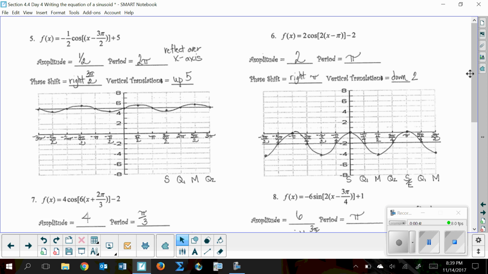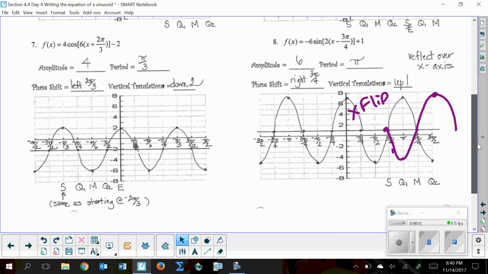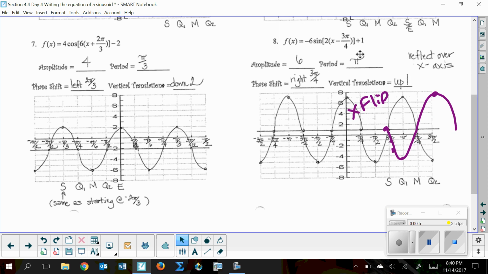Here's graphs 5 and 6. And then graphs 7 and 8, but 8 did not get flipped. She had graphed the positive sine there, but for the negative, you would have to flip this upside down. So any questions you have, you can just come to class and ask me on Friday.